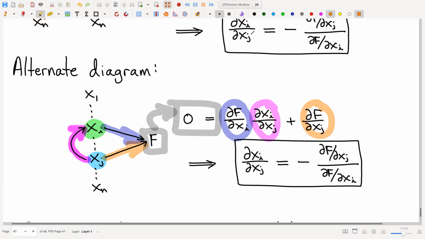And so with that written down, you can now just do a little bit of algebra and solve for partial xi with respect to partial xj. In other words, the derivative you're looking for. And here's your answer. And conveniently, y'all can just use this formula. Works just fine.